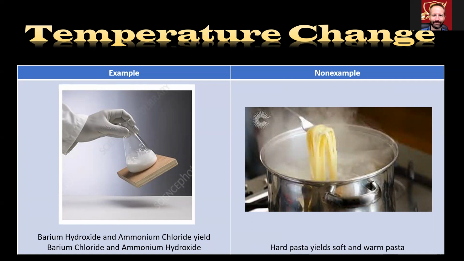This is yummy, yummy, cooking some pasta. Do any of the bonds change when I cook pasta? Right, so hard pasta becomes soft pasta and warm. It becomes warm. Not bonding anything, I'm just warming it and softening it. So no bonding occurs here. A lot of cooking, if all you're doing is heating it up or cooling it down, that's just physical changes. That's not a chemical change.